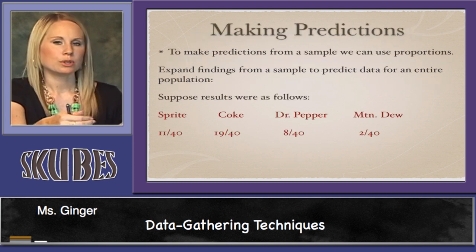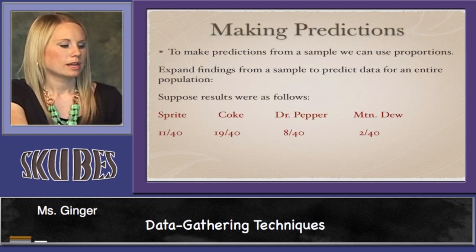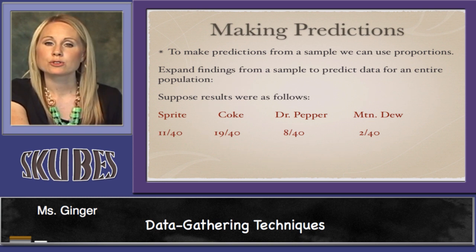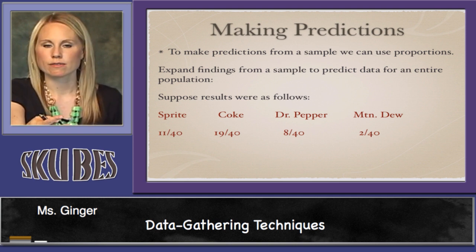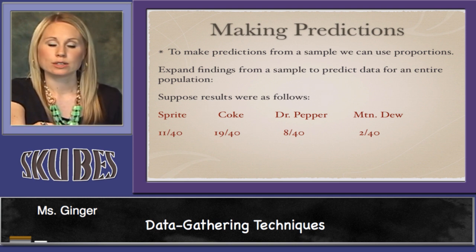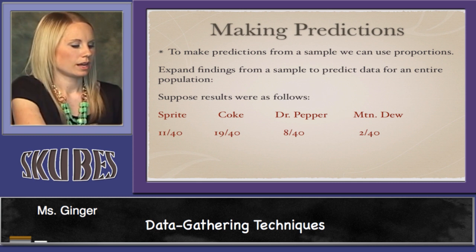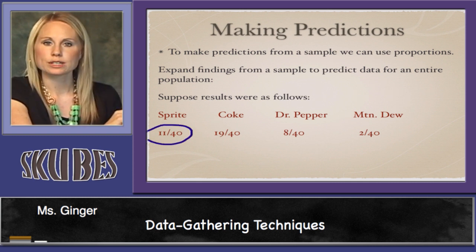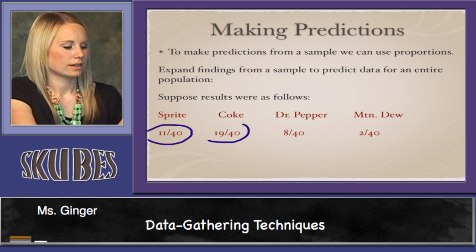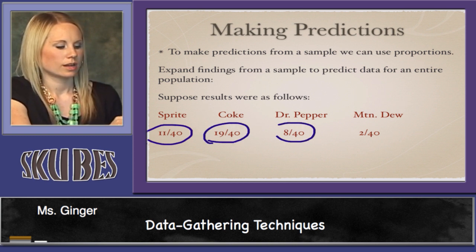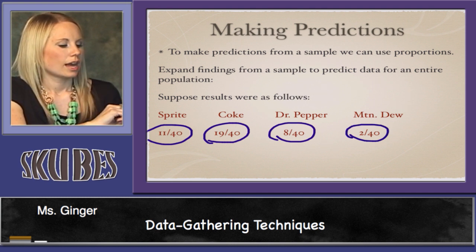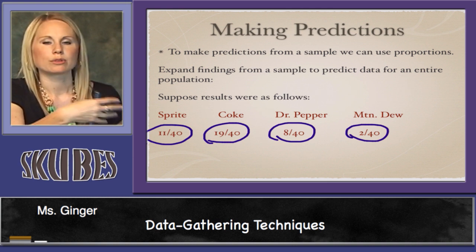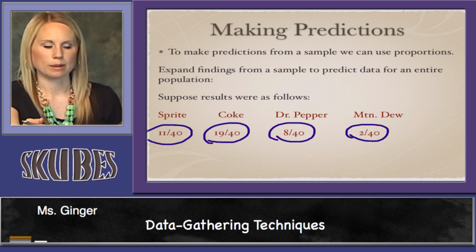All right, so to use this same example, the prom committee wanted to know soft drink preferences. So let's say that they chose to use the stratified approach and that they came up with these results here. So 11 out of those 40 students polled liked Sprite, 19 preferred Coke, 8 preferred Dr. Pepper, and 2 preferred Mountain Dew. And they only had 4 options on the survey. So how do we use this to help us plan for the prom in our entire school population?